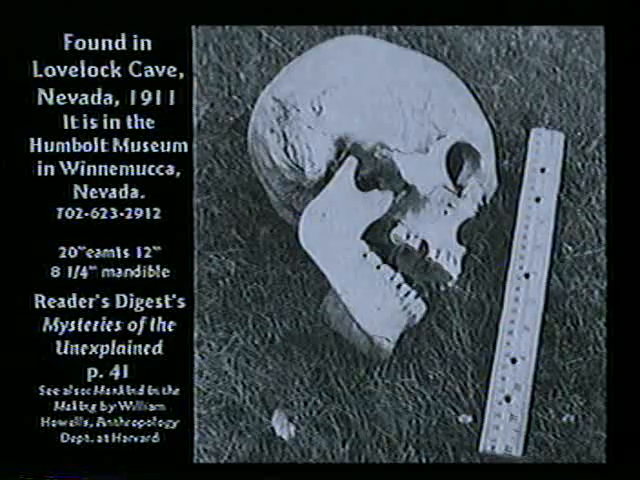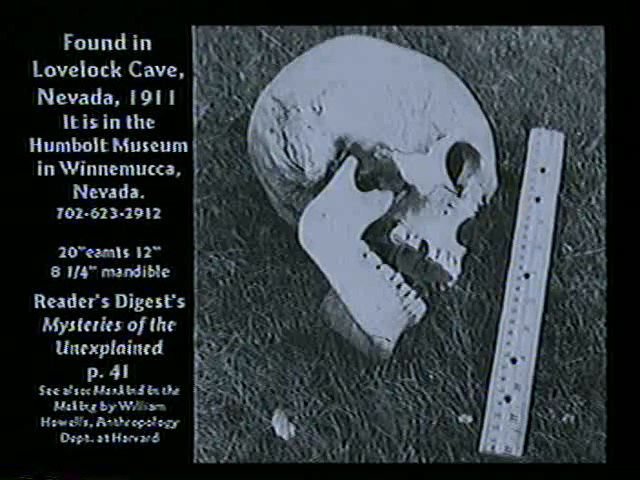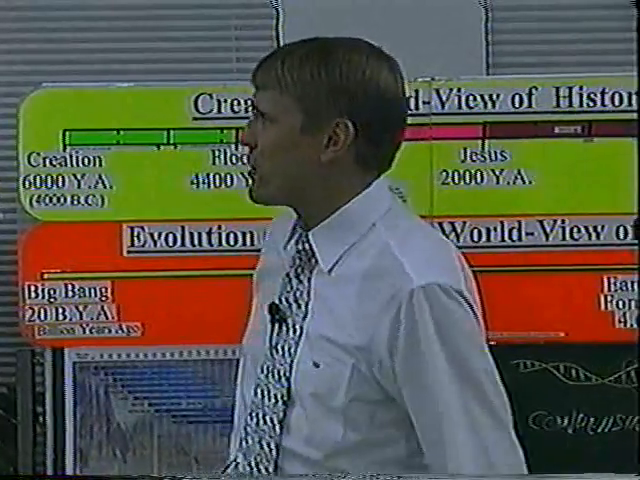Right now, in Lovelock, Nevada, in Lovelock Cave, in 1911, they found this giant human skull. The person that had this skull would have probably been 10 feet tall, assuming normal body proportions. The skull is still there on display in Winnemucca, Nevada. If you're ever driving across Nevada, stop in, because there's nothing else to see when you drive across Nevada. You might as well stop in Winnemucca if you get close. But there's this massive human skull.